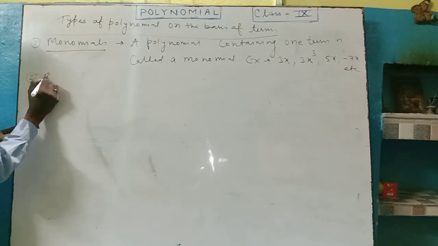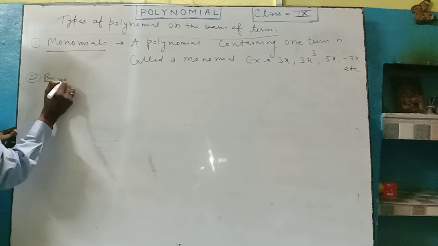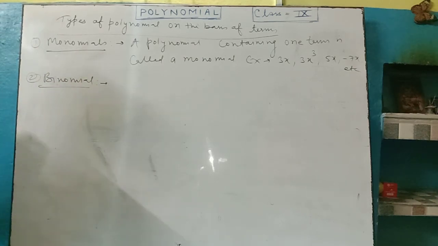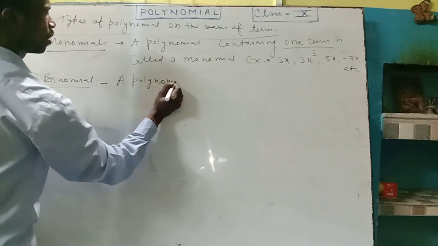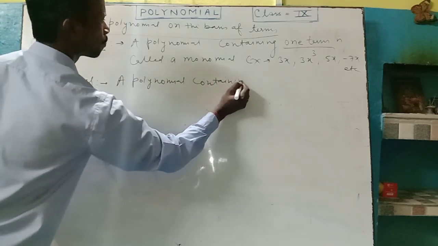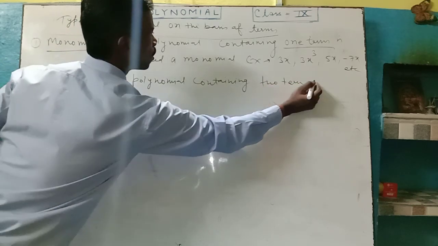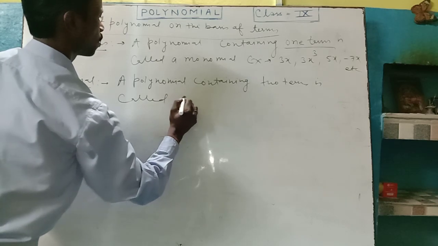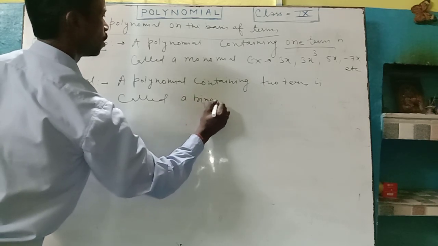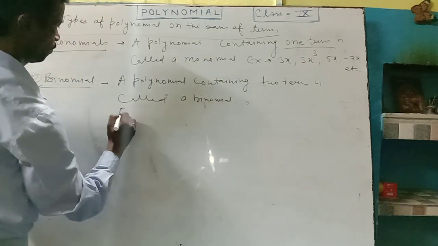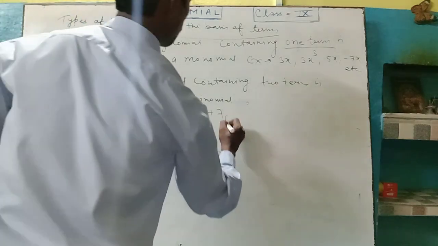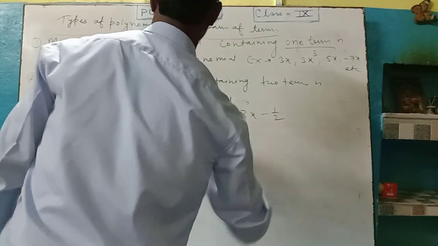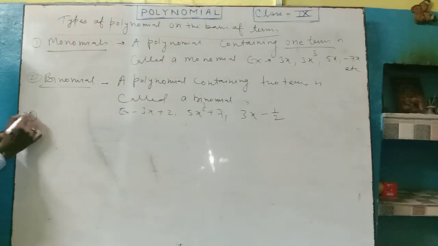And the second is binomial. In a monomial, a polynomial contains only one term, and in a binomial, a polynomial contains two terms. So a polynomial containing two terms is called a binomial. Examples: 3x + 2, 5x² + 7, 3x − 1/2. These all are binomials.